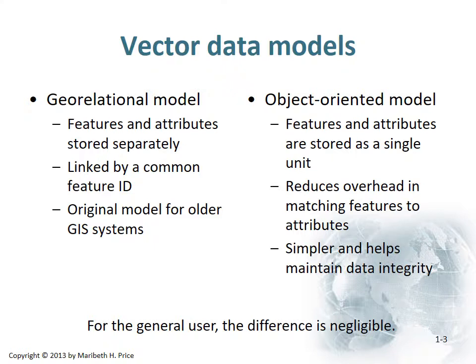And when they were first introducing the object-oriented model, that was an advantage of the object-oriented model, that it would be able to compute things faster. But since computers are now running very fast and we have lots of memory and storage space, the differences between these things are really not so drastic anymore. And you will encounter both georelational and object-oriented data, and it's not going to slow you down one way or the other. You're just going to be able to use it in ArcGIS pretty much interchangeably.